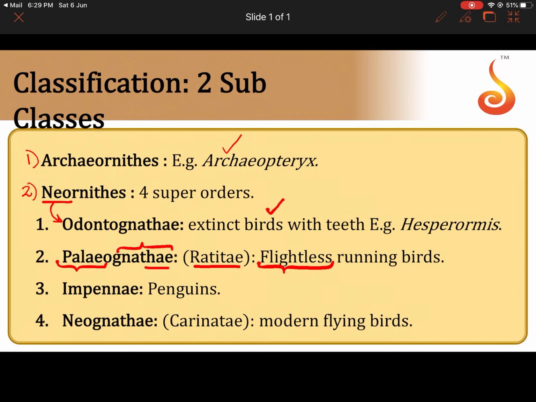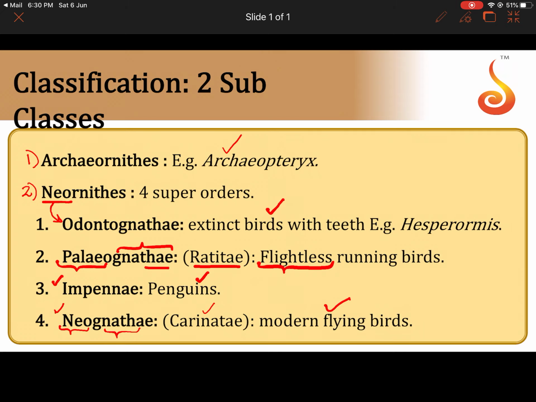And then we have the superorder Impennae, which includes the penguins. And lastly, we have the superorder Neognathae, which is considered to be the modern jawed. So neo meaning new and gnatha meaning jaw. And this includes the group of birds which can fly, and they are called the flying birds, which belong to a group referred to as Carinatae, and they are put under the superorder Neognathae.